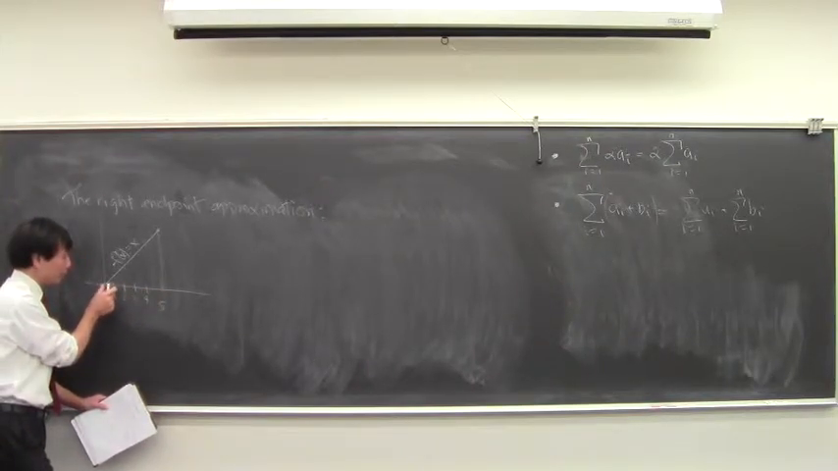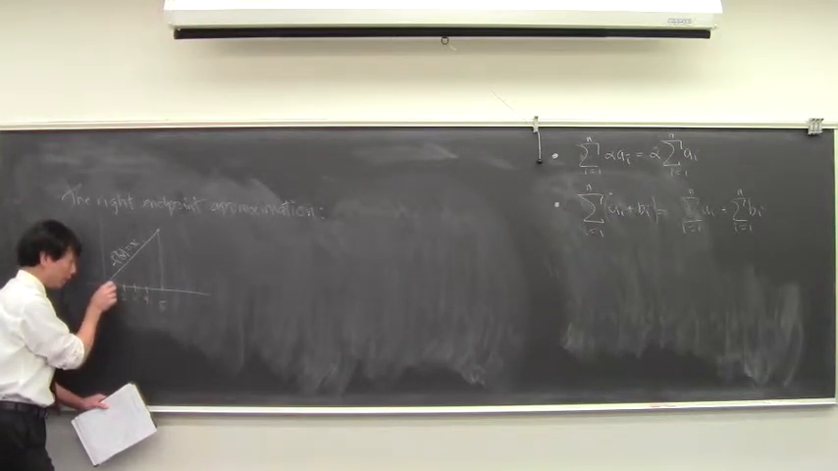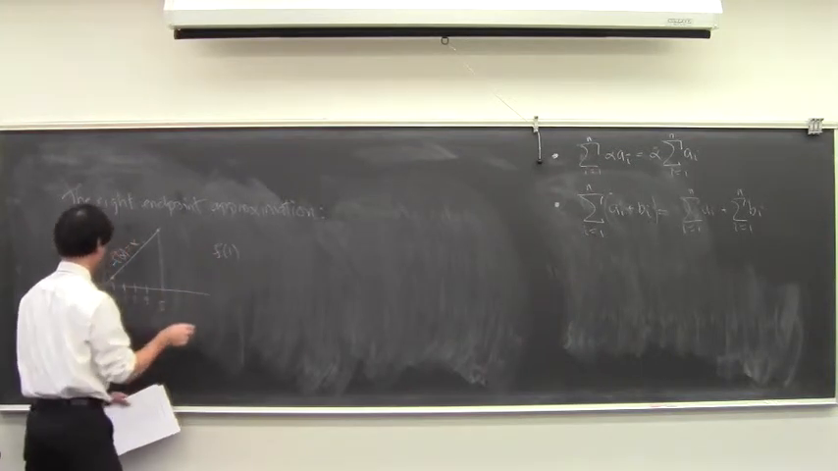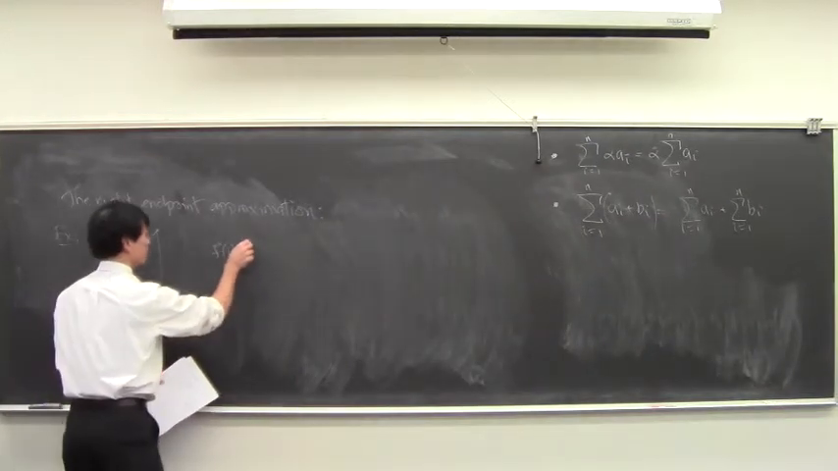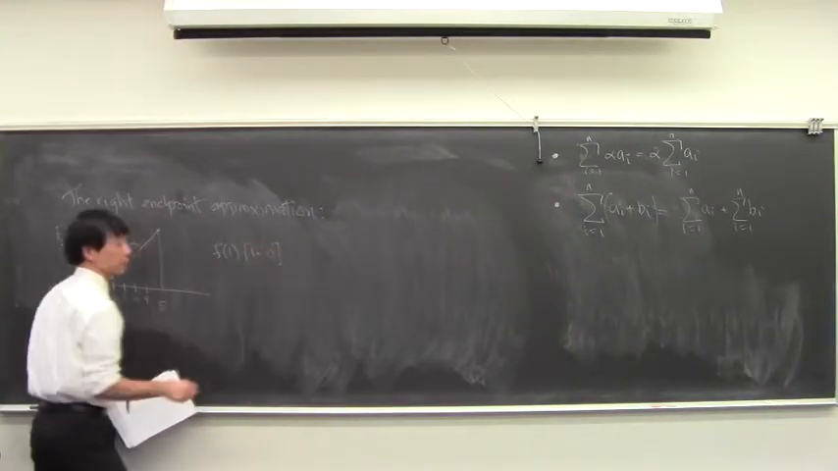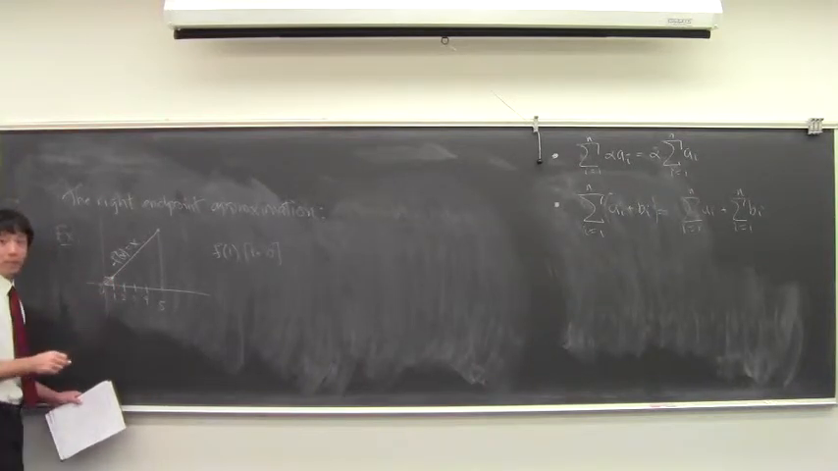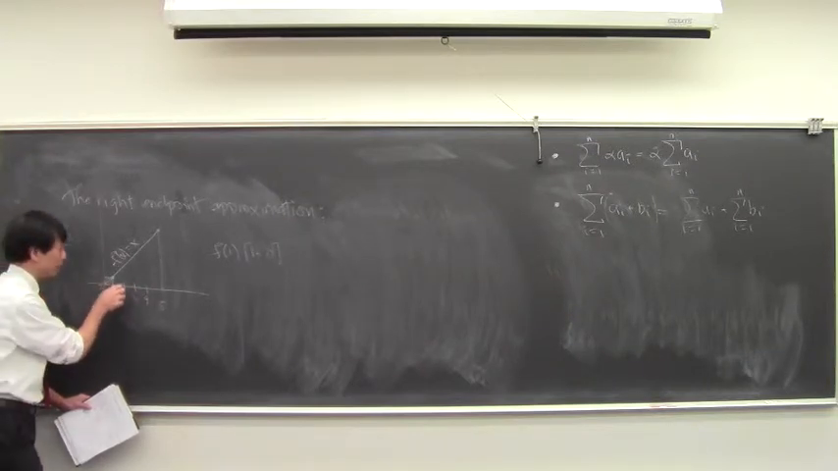And then for each subinterval, I'm going to look at the right endpoint. So there are these intervals: 0 to 1, 1 to 2, 2 to 3, 3 to 4, 4 to 5. For each one, I'm going to look at the right endpoint and see what the value of my function is there. So I'm going to take f at 1 and multiply that by the width of the base, right? The width of the base is 1 minus 0. That'll give me the area of this piece here, and I'm going to do that for every interval.